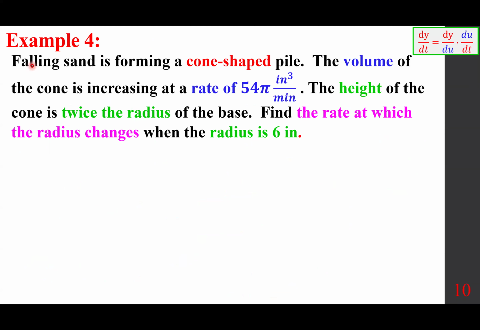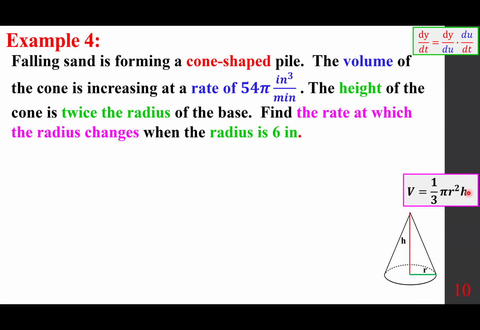Example 4. Falling sand is forming a cone-shaped pile. The volume of the cone is increasing at a rate of 54 pi cubic inches per minute. So we're going to stop here. Cone shaped, this is the shape. You should do the drawing. You should let your reader see the type of three-dimensional quantity that you're working with, and the volume is 1/3 pi r squared h.